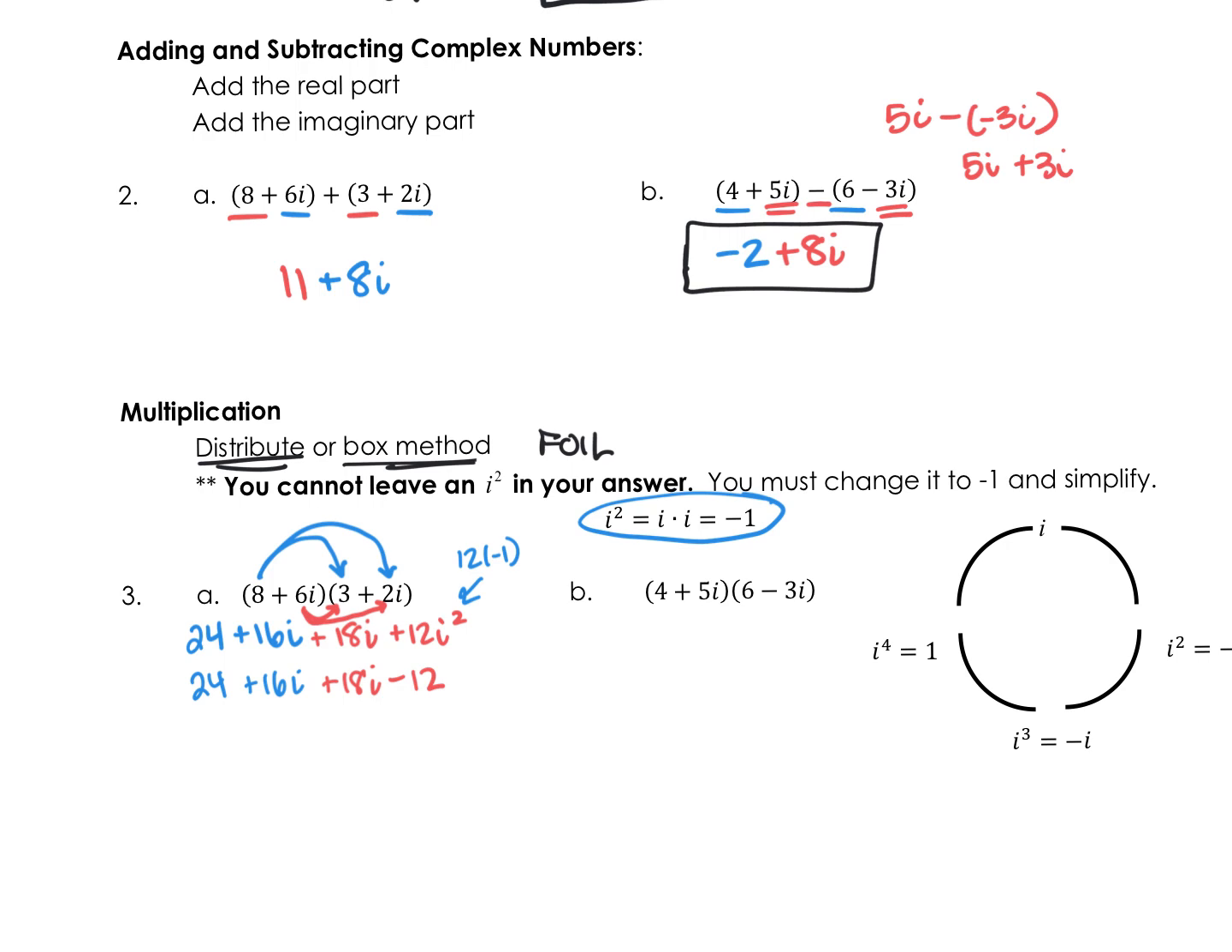So anytime you see i squared, it's going to turn into -1. So that turns into, it was a +12, but it's 12 times -1, so now that becomes a -12. Is there anything else I can do now? Yeah, now I've got some like terms. I have 2 like terms here, right? The 24 and the -12. So that will become 12. And then I've got 2 like terms in the middle, 16i and 18i, and that will become plus 34i.